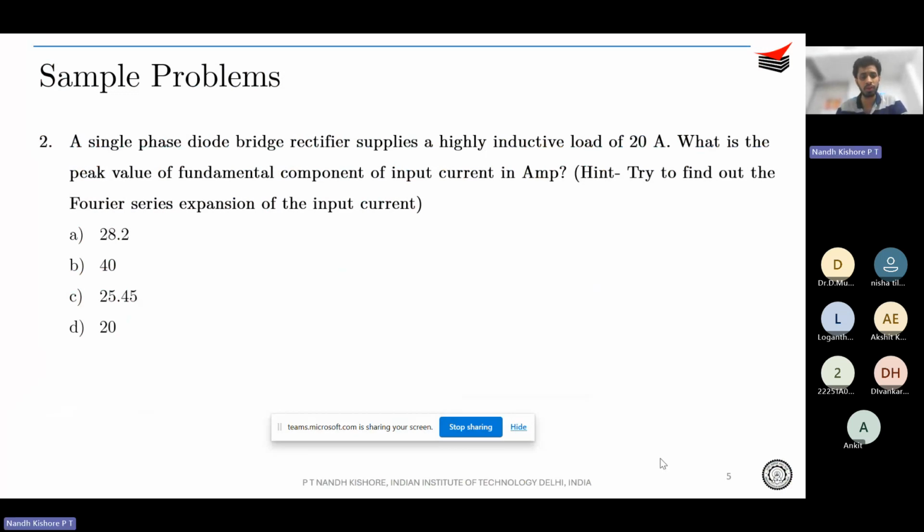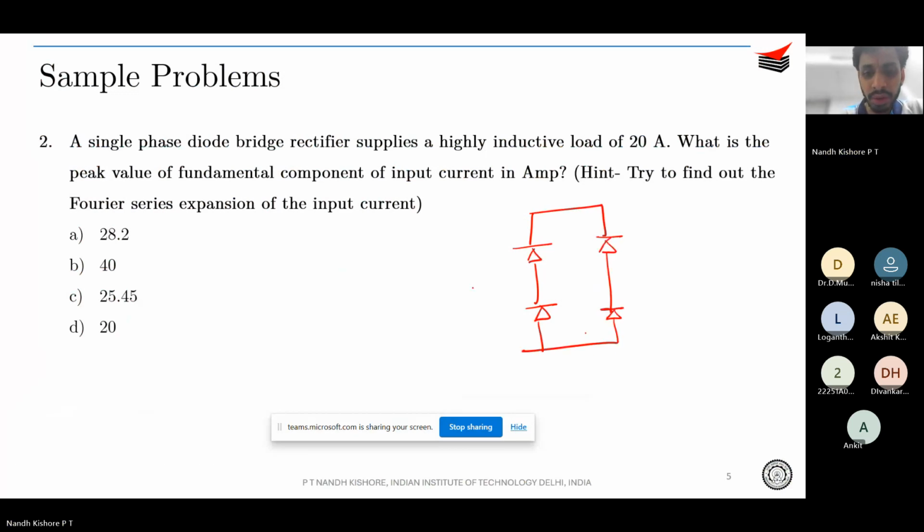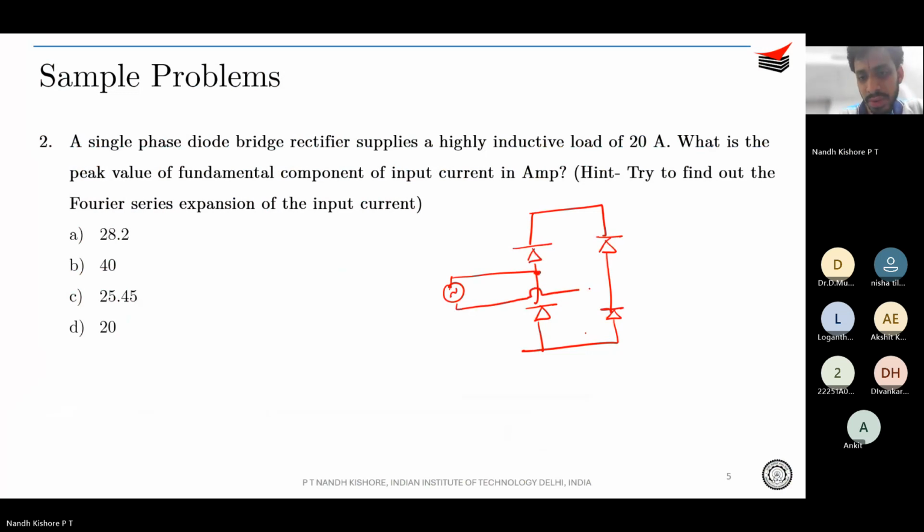Okay. So first, you draw the circuit for our own understanding. What they are telling us is you have a DBR, a single phase diode bridge rectifier. So you have something like this, and it supplies a highly inductive load of 20 amperes. So I can almost tell that over here I have a current source of 20 amperes because it's highly inductive. So you can assume that it's a current source. So it is a 20 ampere current source. Okay.